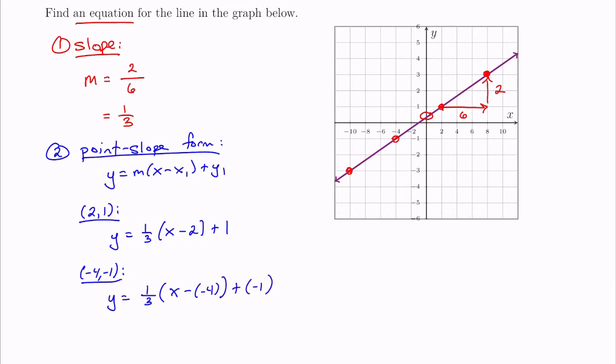Now, it would not be typical to leave the equation in that form, meaning we would not typically have minus a negative number in the middle and plus a negative number at the end. Instead, we would more typically write this y equals 1/3 times the quantity x plus 4 minus 1. Again, there are 2 more points on this graph that we could have used, one at 8, 3, and the other at -10, -3, and had you chosen to use one of those 2 points, your answer would still be 100% correct, but it would look a little bit different.